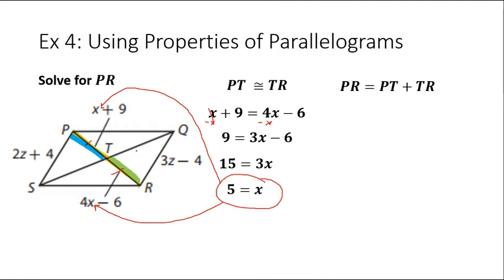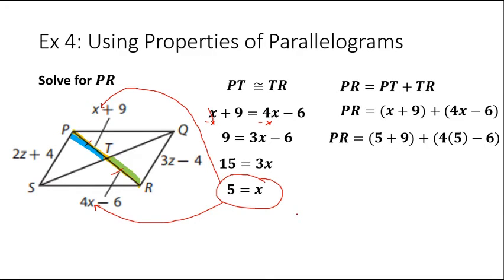Okay, so remember what it says here, segment PR is made up of two segments, PT and TR. So we're adding those together. So we have x plus 9 plus 4x minus 6. So I'm going to substitute in 5 for every x I see. So inside I'm going to get 5 plus 9 plus 4 times 5 minus 6.